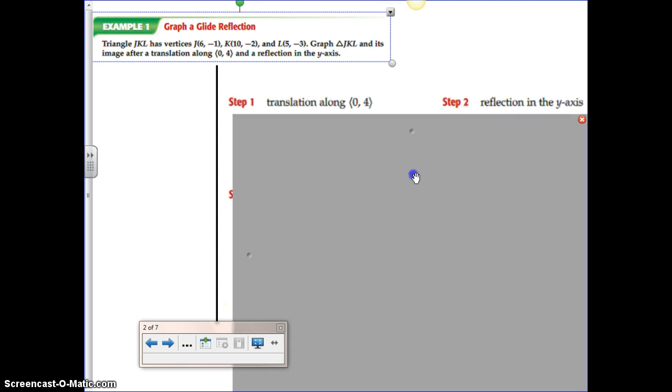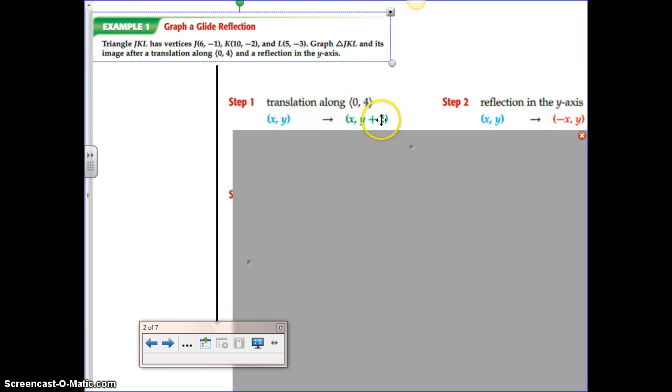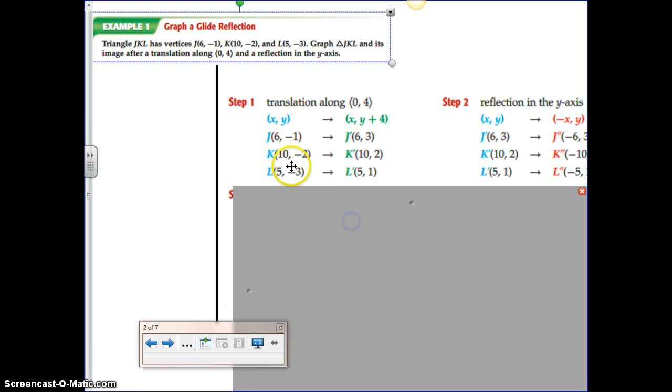Well, how can I do this? Talking about what that translation is going to look like along 0, 4. So the x stays the same, and for the y, we add 4. So that translation just means we're going to slide our triangle over. Actually, in this case, we're sliding it up 4. So I like to rewrite all of the ordered pairs one more time, by adding 4 to all of the y's. So x stays the same for each of these ordered pairs, and for y, we add 4. So that's the first part of our transformation, the translation piece.